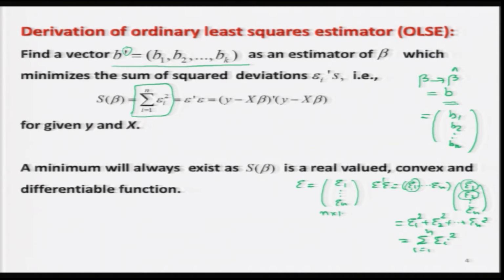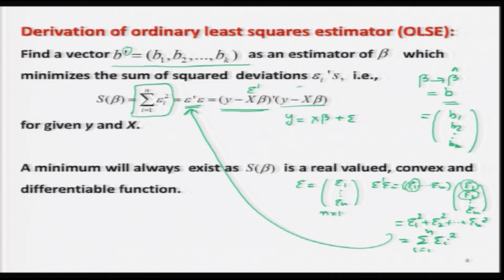So, what I try to do here is write epsilon transpose epsilon in place of the summation of epsilon i square. And you will see that once I write these quantities in the form of vectors and matrices, many of my algebra will become very simple to understand, and the expressions are easy to find. Now, I am writing epsilon as y minus x beta. You remember y was x beta plus epsilon, and then I write y minus x beta in place of epsilon.